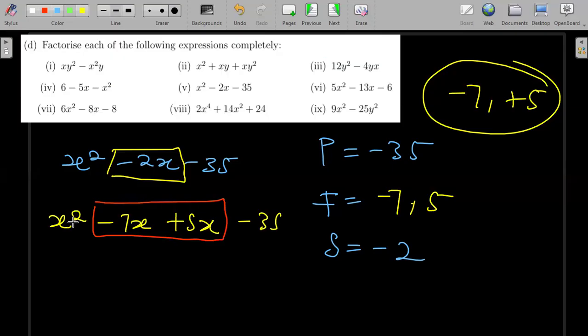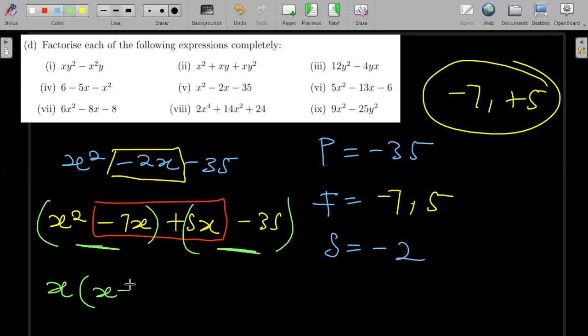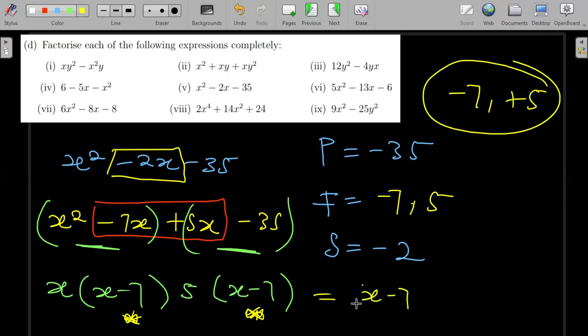Okay, so from there I'll group. This one and that one, that one and that one. And then I factorize whatever is common here and whatever is common there. What is common here is x, and then the brackets remain with x minus 7. What is common here is 5, and then we remain with x minus 7. So you see that whatever I have in the brackets is the same, right? So it means you are correct there. Now I'll pull out the x minus 7, which is common, and then write the rest as a sum like that. So we have factorized completely there.